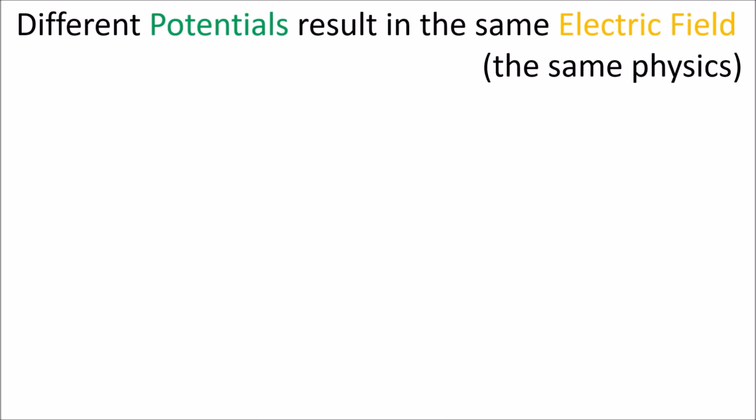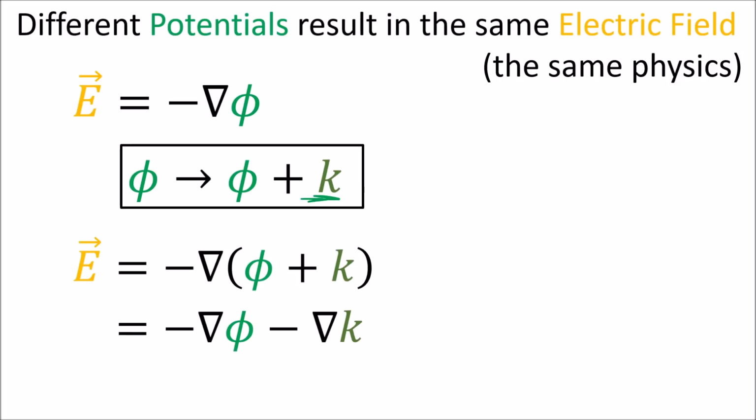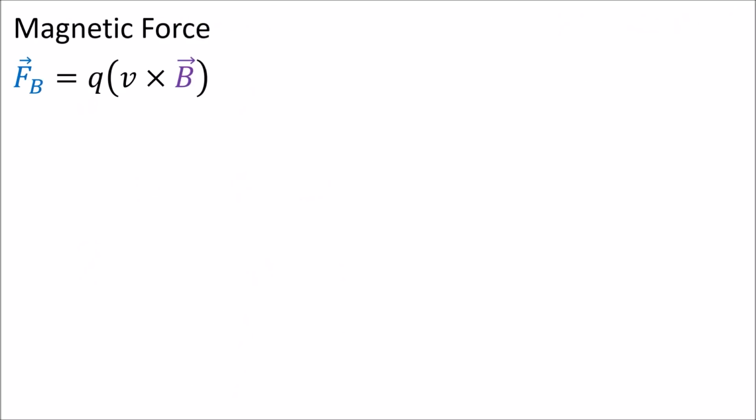An important fact is that different potentials can result in the same electric field and the same physics. If I take a potential phi and add a constant k to it, since the gradient of a constant is zero, phi plus k results in the same electric field as phi. So the transformation of adding a constant potential leaves the electric field unchanged.